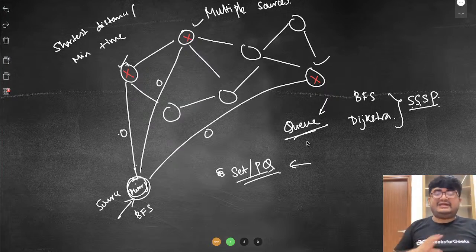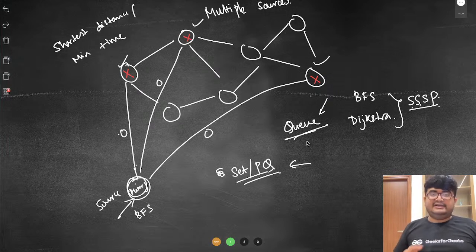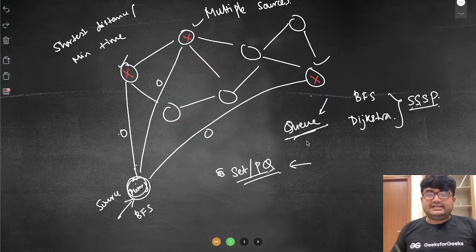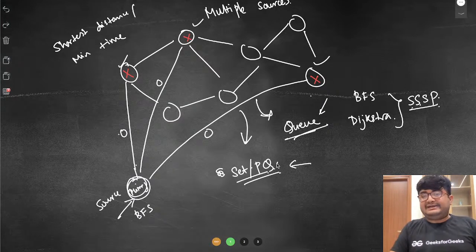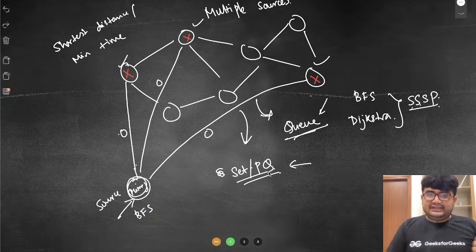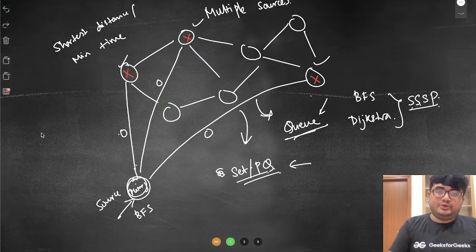Okay, I have explained in English, I have explained in Hindi, there should be no doubt on this, right? Simple concept. If there are multiple sources given to you, just push all the sources into the queue or into the set or priority queue before the start of the algorithm. In this traditional algorithm, you push only the source node, right? Instead of that, push all the sources.